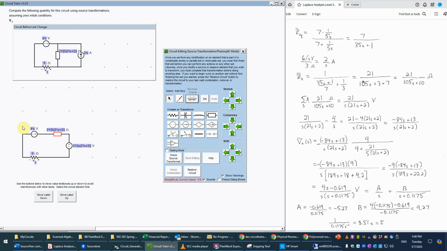Okay, so now you see I have a single loop circuit, and I need to check that source transformation, and I'll just verify that that looks like that should be correct. And it is correct.